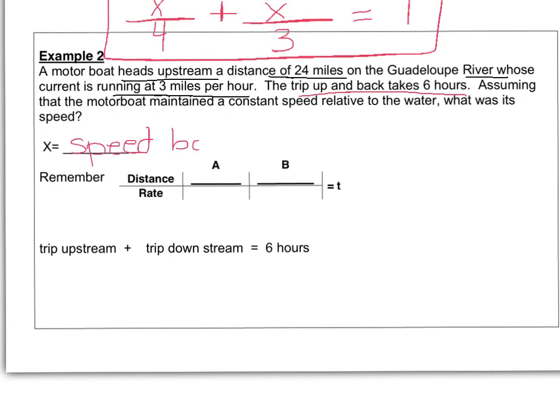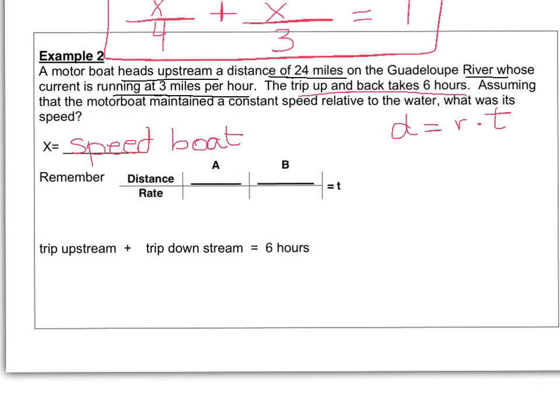Let's read this again and make sure that we understand it. Assume that the water boat maintains a constant speed. What was its speed? So they want the speed of the boat. Now, every time you read speed and distance and time, you have to think of the rule: distance equals the rate, or the speed, times time.